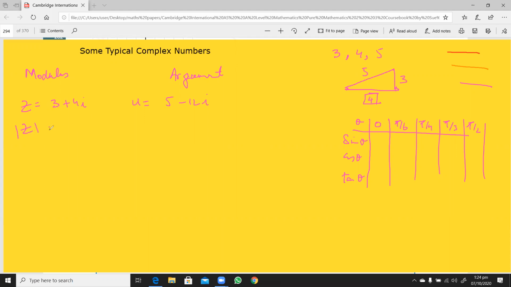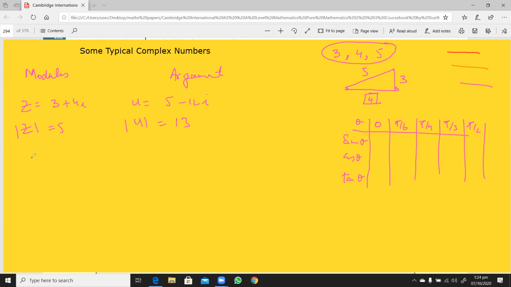5. Yeah, that is 5, because this is very much related to this; the modulus formula is directly dependent on the Pythagoras theorem. Okay, and what is the modulus of this u over here? 13. That is 13. So this one is 13.